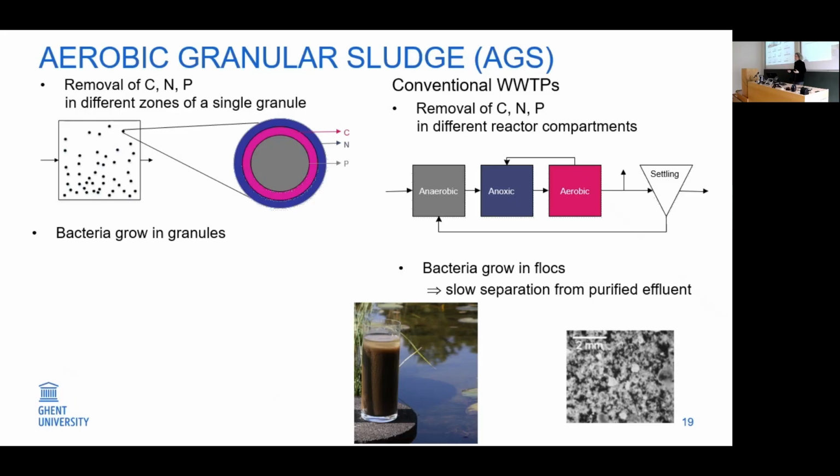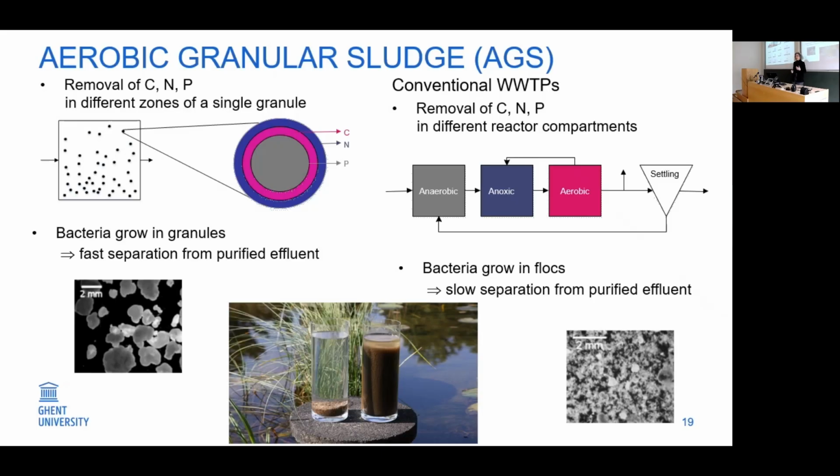Then there is a new technology, where we were able to grow bacteria in granules. And the removal of carbon, nitrogen, and phosphorus takes place in different zones of a single granule. So you don't need to pump around the wastewater. Everything takes place in one single reactor. The bacteria grow in granules, and granules settle faster. They are heavy. They will settle better, and you can separate them in the reactor itself. You do not even need settlers anymore. So you save on energy for pumping, and you save on settling.